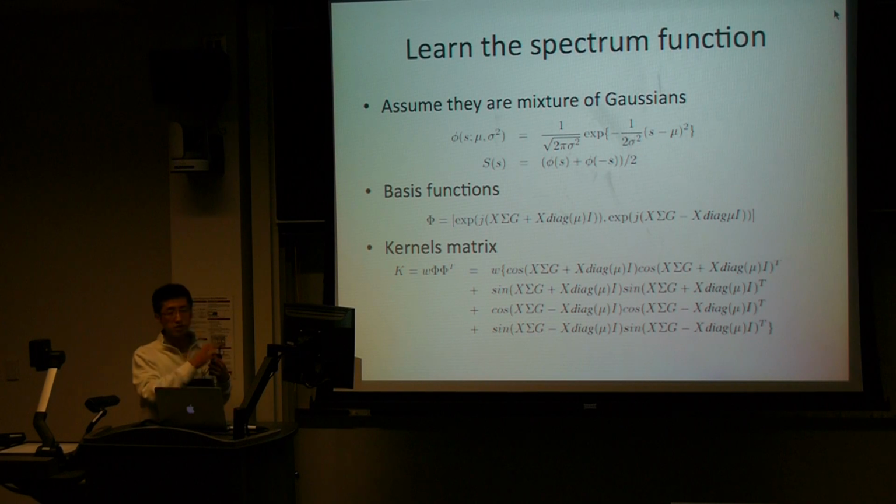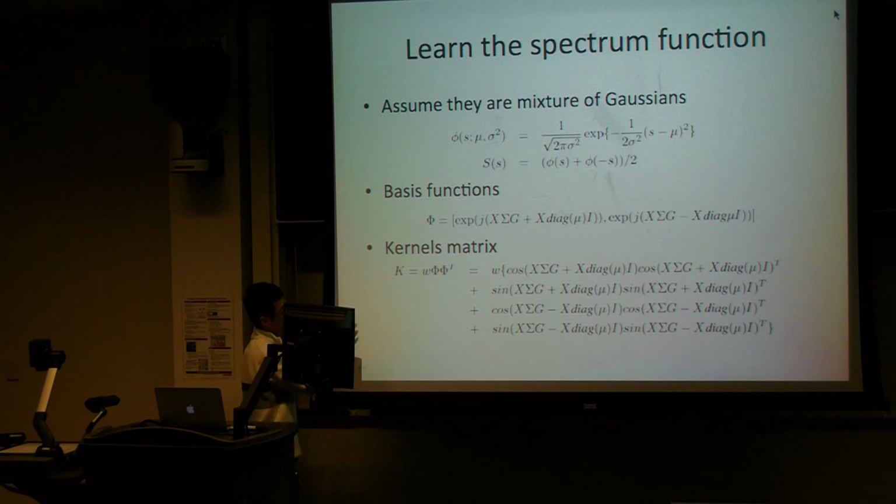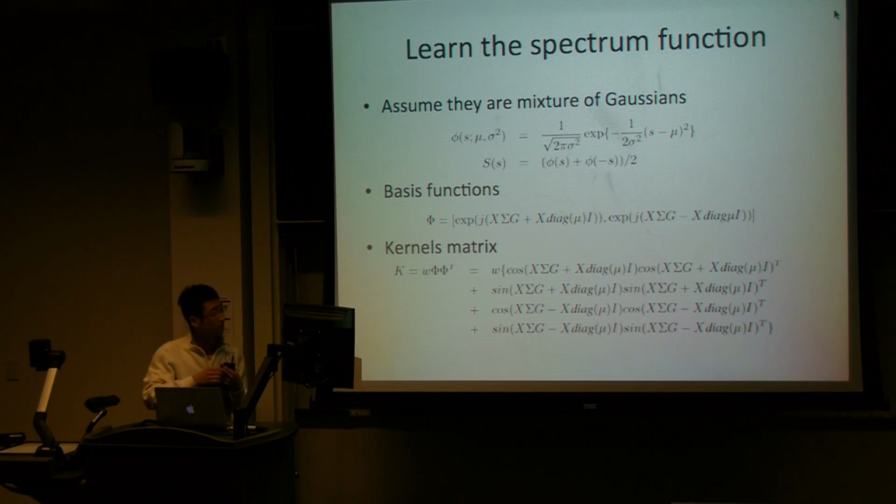So the previous part is basically focused on learning the spectrum points. The other method is to learn the function directly. Here we use a mixture of Gaussians to approximate the real spectrum function. We assume that the real spectrum function is a mixture of Gaussians. And then we can similarly write out the basis function and the kernel matrix in a similar way.